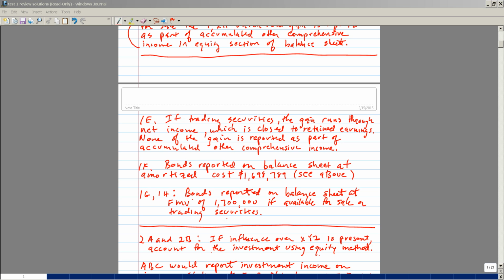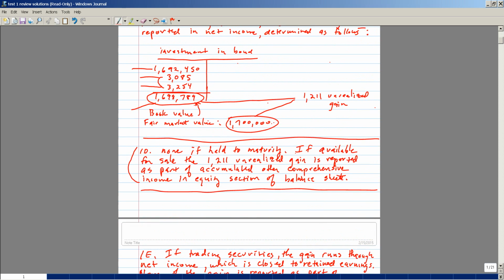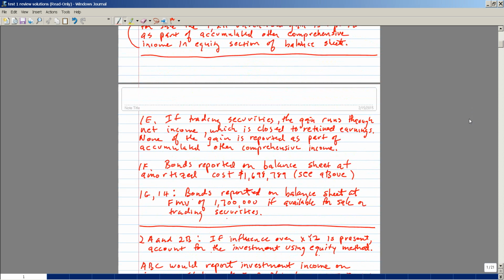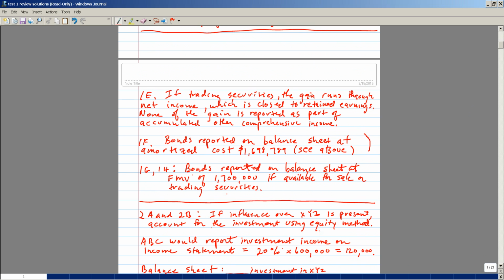Part F asks at what amount the bonds would be reported on the balance sheet if the bonds are classified as held to maturity. Well, the bonds would be reported at their amortized cost, which is the balance in this investment and bond account, 1,698,789. So if bonds are classified as held to maturity, they're going to be reported at amortized cost of 1,698,789, reported in the balance sheet that amount. If the bonds are either available for sale or trading security, then the answer to G and H is that the bonds would be reported in the balance sheet at their fair market value.